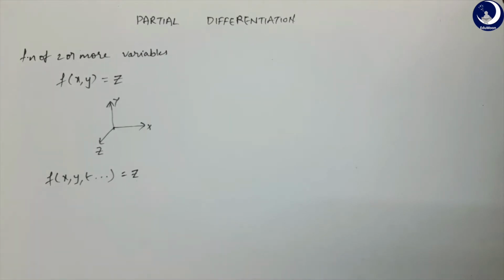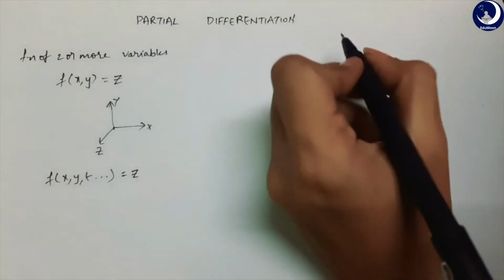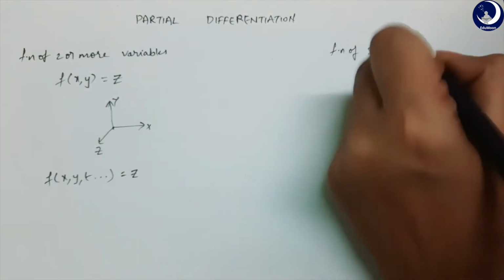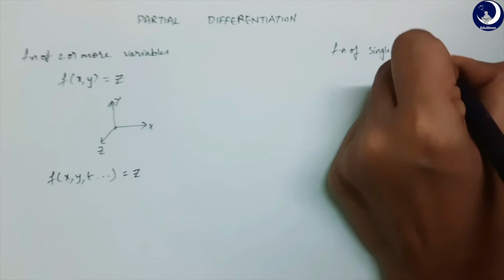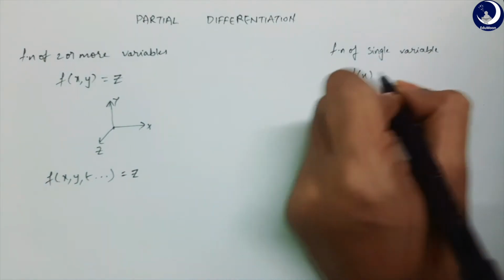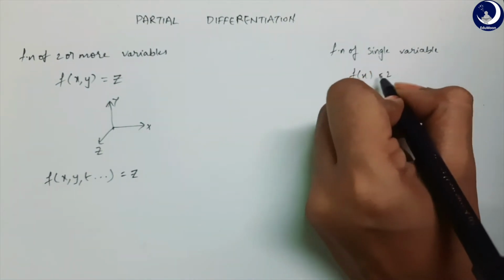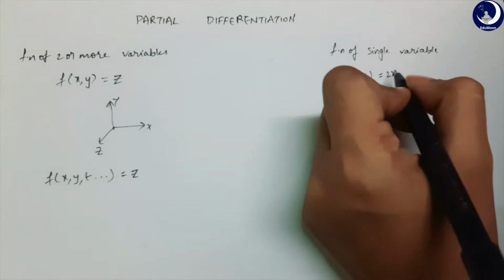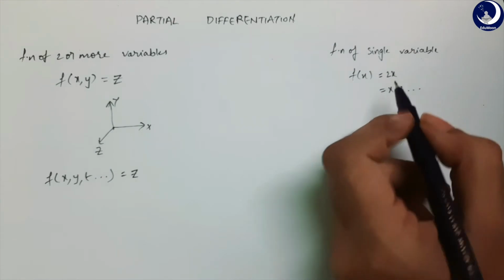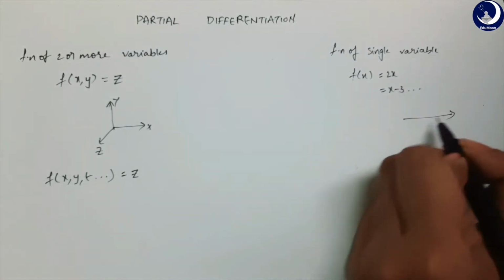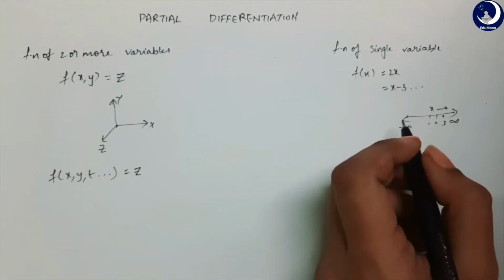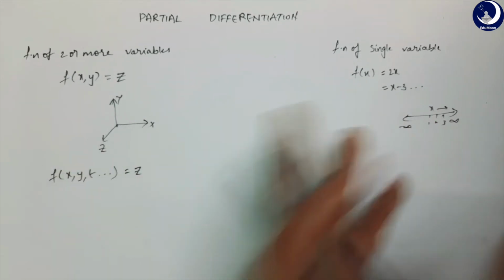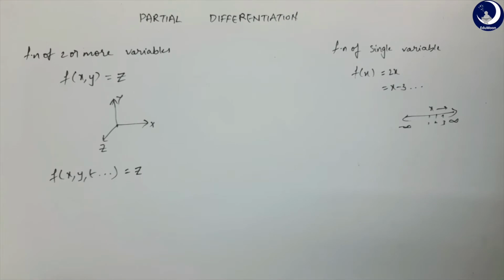That is, function of single variable. These are the functions which have a single independent variable that it depends on. For example, f of x equals 2x or x minus 3, etc. And if I were to interpret this variable graphically, I can interpret it on the number line, and the domain of this function is also this number line. So this is the primary difference between both kinds of functions.